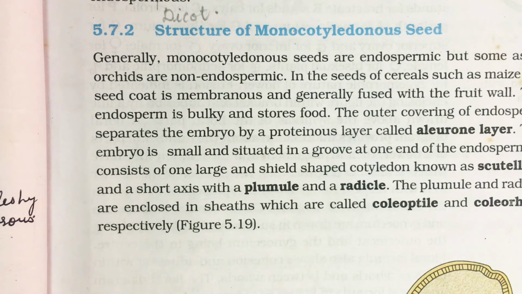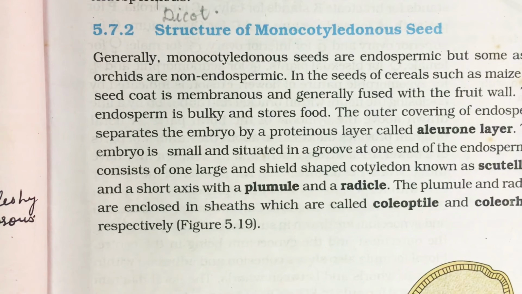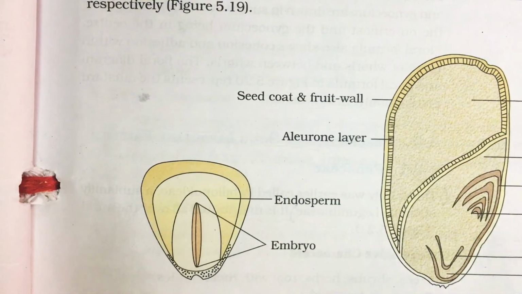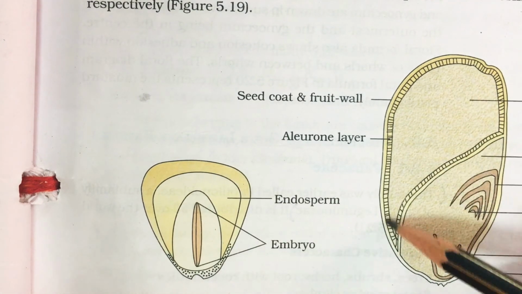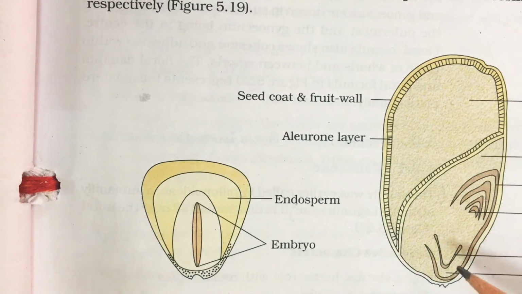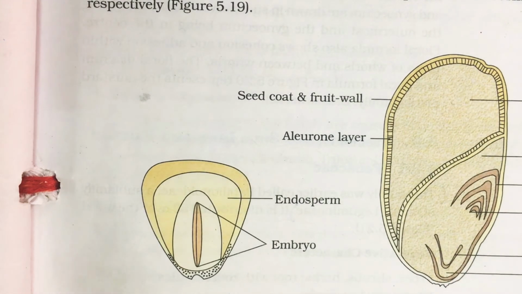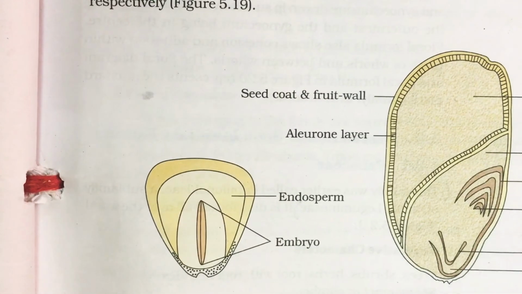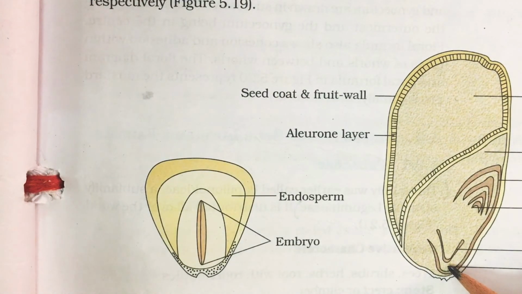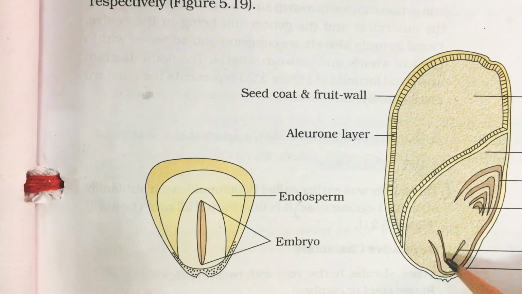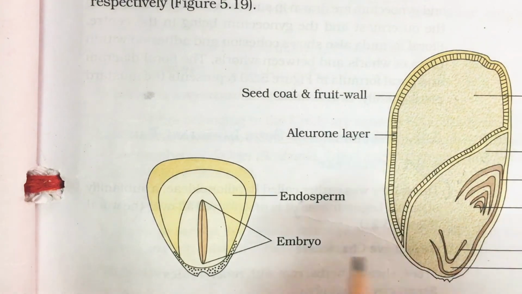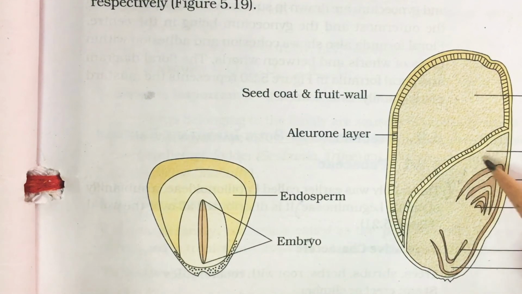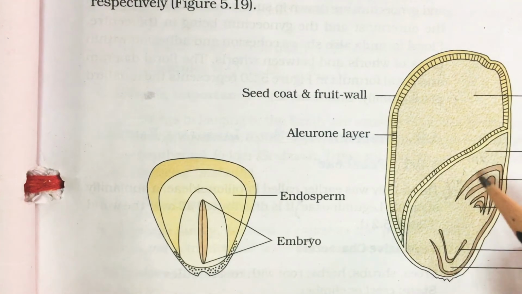The outer covering of endosperm separates the embryo by a proteinaceous layer called aleurone layer. This is the aleurone layer, which separates the endosperm from the embryo. The embryo is small and situated in a groove in one corner. It consists of one large and shield-shaped cotyledon known as scutellum. In monocots, one shield-shaped cotyledon is present, known as scutellum.